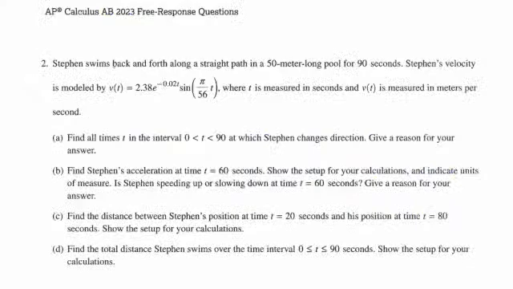Problem 2. Stephen swims back and forth along a straight path in a 50-meter long pool for 90 seconds. Stephen's velocity is modeled by v of t equal to 2.38 e to the negative 0.02t times sine of pi over 56 times t, where t is measured in seconds and v of t is measured in meters per second. Part A. Find all times t in the interval from 0 to 90 at which Stephen changes direction. Give a reason for your answer.